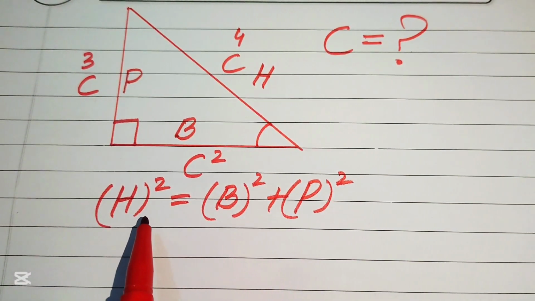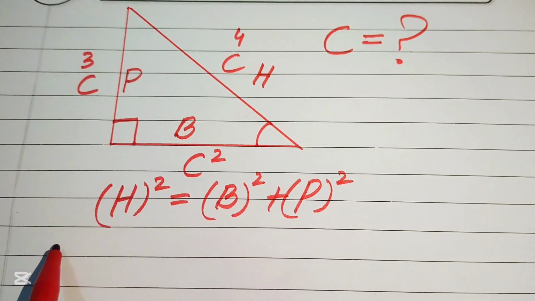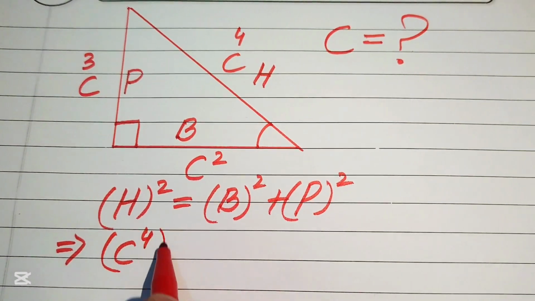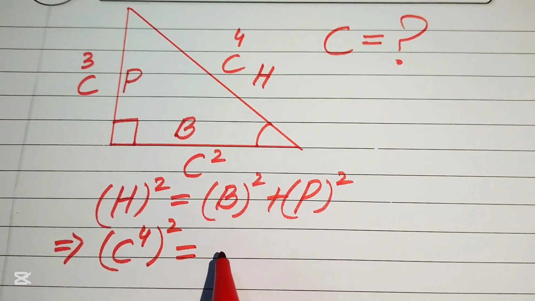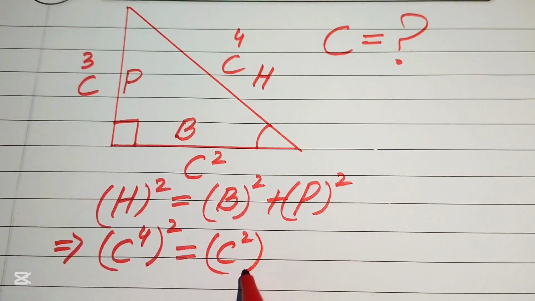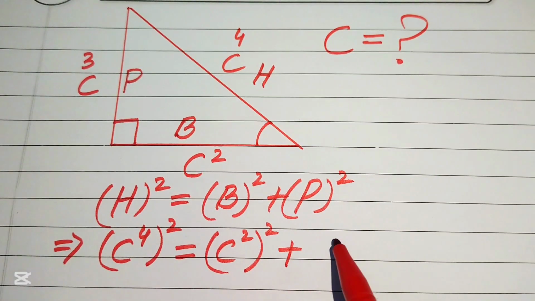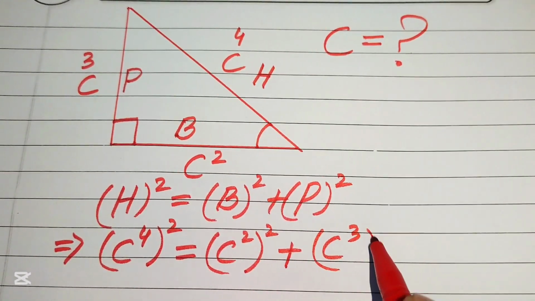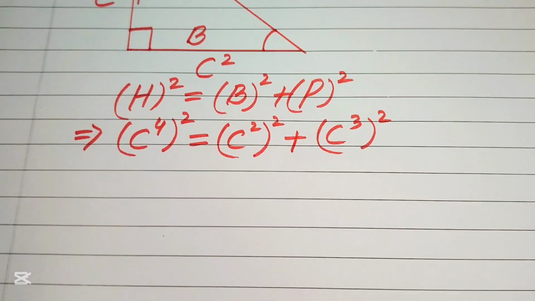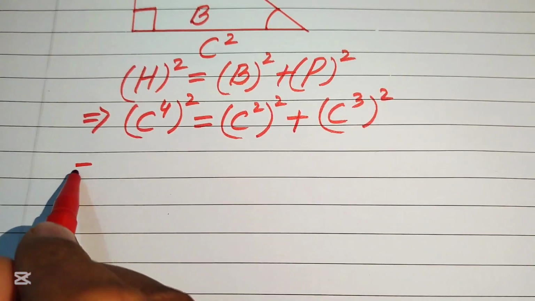Now the value of our hypotenuse is c to the power of 4. We will substitute it here. It will become c to the power of 4 whole square equals the base c square whole square plus the perpendicular c cubed whole square. Now we need some simplifications and we will easily get the value of c from here.